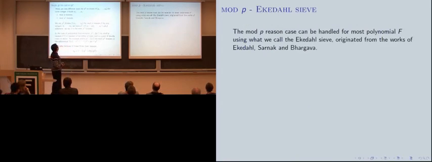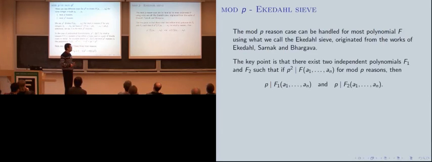So why is it important to separate them into the mod p and mod p squared cases? Well, because the mod p case can be handled really directly. It's sort of geometric. We call this the Ekedahl sieve, originated from the work of Ekedahl, Poonen, and finally Bhargava. What does the Ekedahl sieve do? The key point is if p squared divides f for mod p reasons, then it should do so for two independent mod p reasons. There should be two polynomials, both of which vanish mod p.